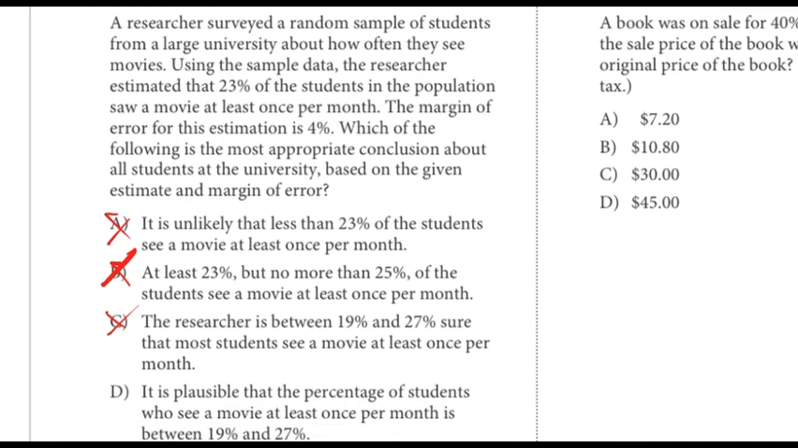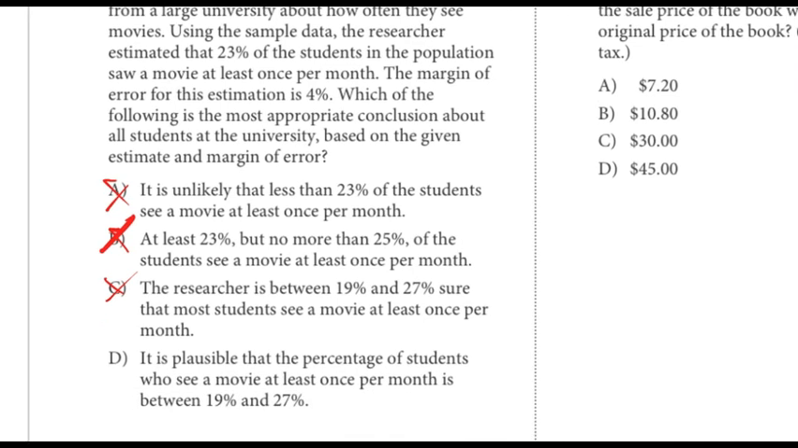Let's scroll down to D. It is plausible that the percentage of students who see a movie at least once per month is between 19% and 27%. That's the answer.